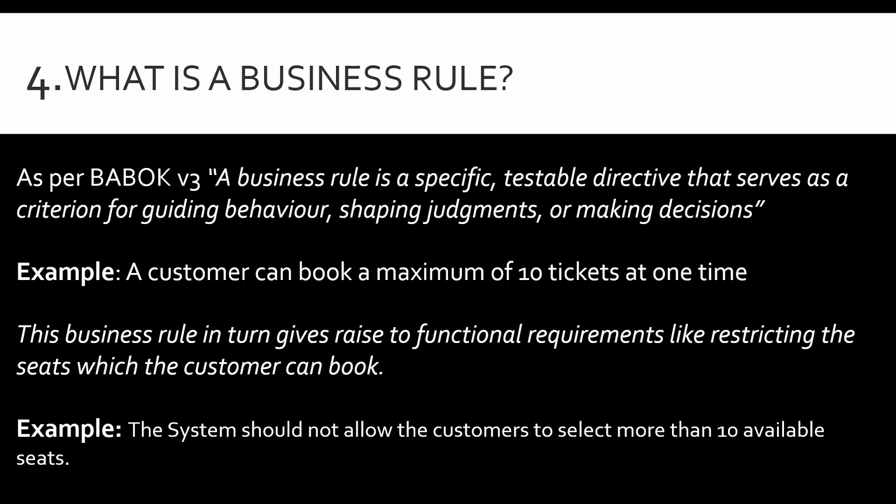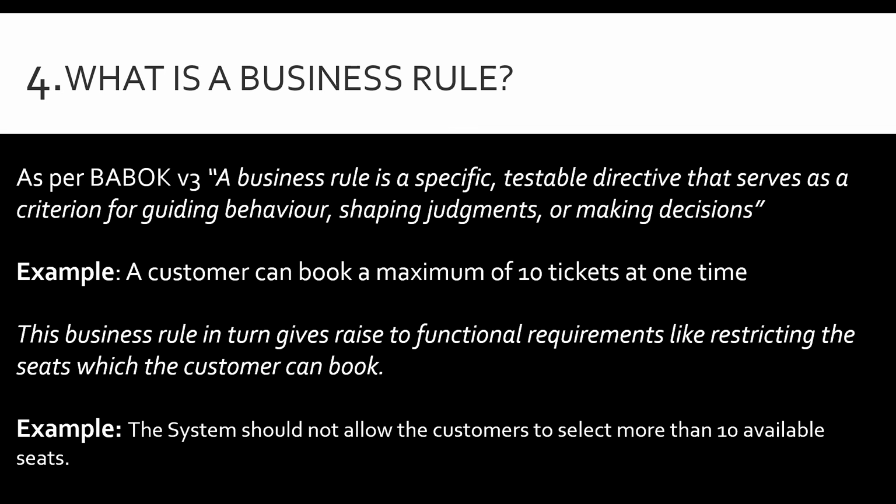Question number 4: what is a business rule? This is a question where most of the people get it wrong. So let me try to simplify this. As per BABOK version 3, a business rule is a specific testable directive that serves as a criterion for guiding behavior, shaping judgments, or making decisions. That's a little complex definition, but to simply put, a business rule is a criterion or a constraint which has to be followed by the solution or the system which we are building.